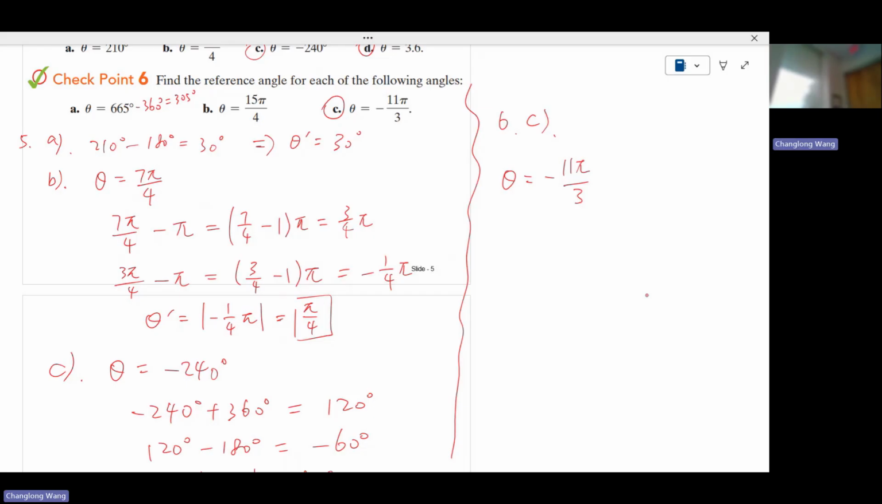All right, one more minute, then we'll go over that. And I think that if you can handle 6C, then I don't think you're gonna have any issues with reference angles.